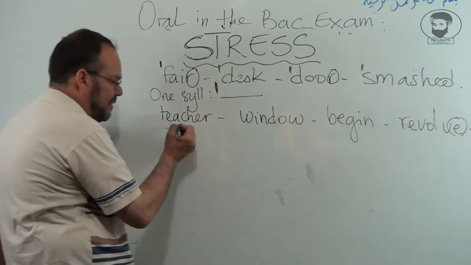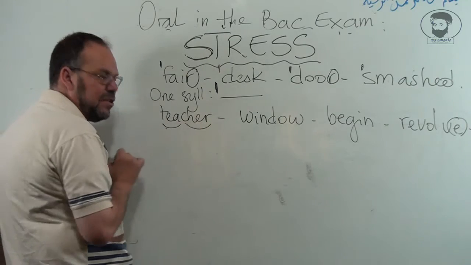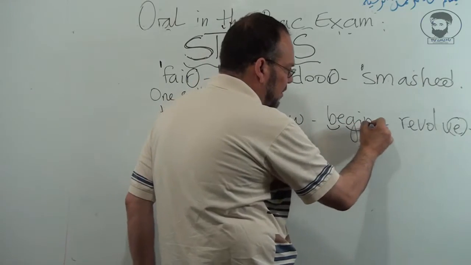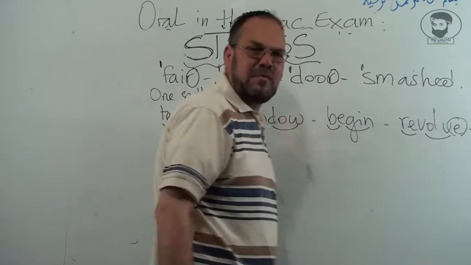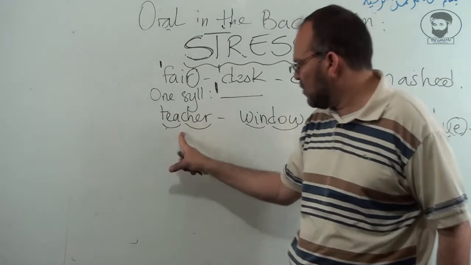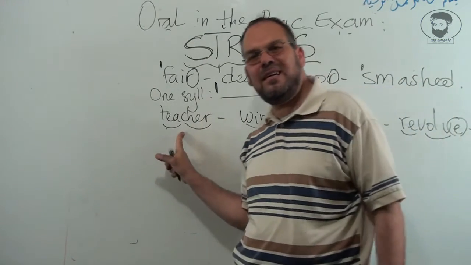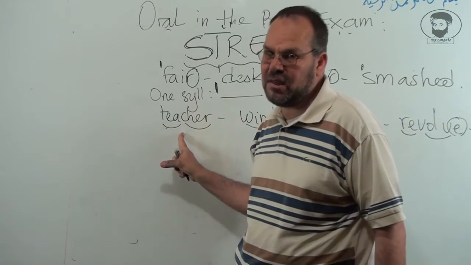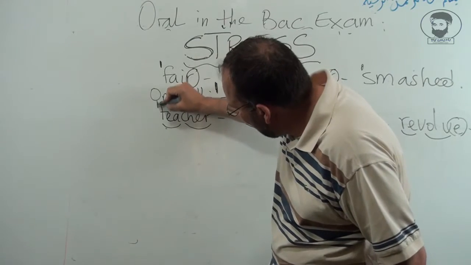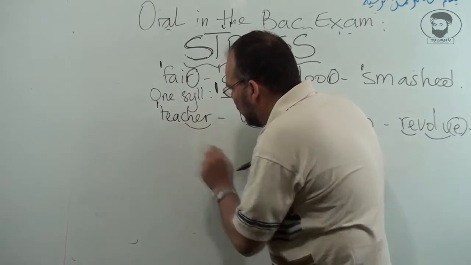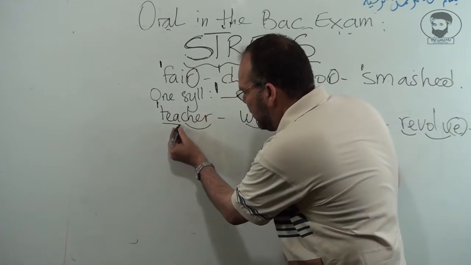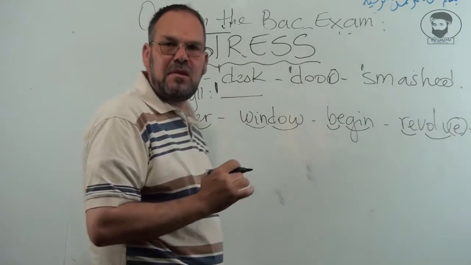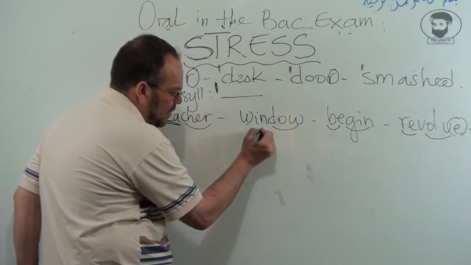Now let's go. Teacher, two syllables. Window, two syllables. Begin, two syllables. Revolve, two syllables. This word is a noun, teacher. Do you say TEAcher or teaCHER? No, we say TEAcher, so the stress is here. And in the baccalaureate exam, you write it like this, then you underline this syllable. For example, window, it's a noun, so it's like this, WINdow.